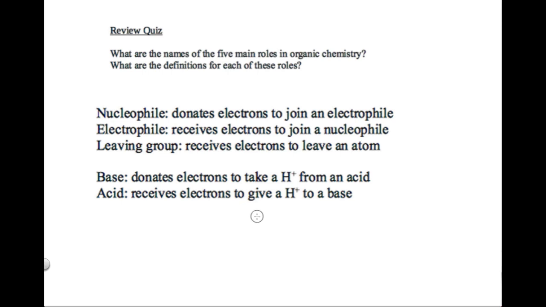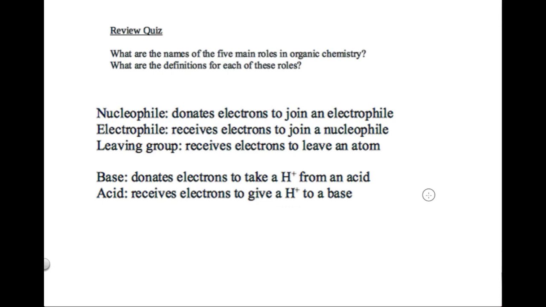Again, give 2-part definitions. It's not good enough to say that an acid gives away a proton. You also need to know what it's doing with its electrons. So you need to know that an acid receives electrons and gives away a proton. And I guess in a way, most of these are 3-part definitions because the definition also includes what that role reacts with. You should know that nucleophiles react with electrophiles and that bases react with acids.